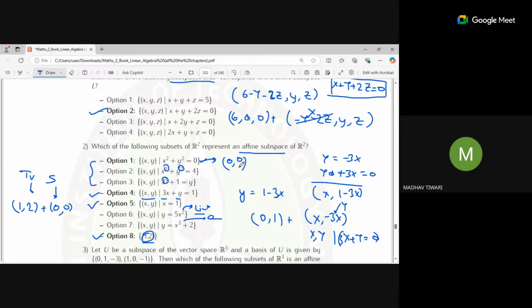Okay. So what will be its translatory vector? It will be again (0, 0), right? This is our translatory vector. It is our subspace. So this is a subspace, right? Yes, it is following every property of a subspace. So that's why it is an affine subspace. Their combination will form an affine subspace.